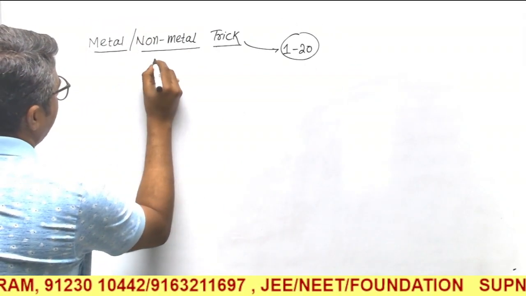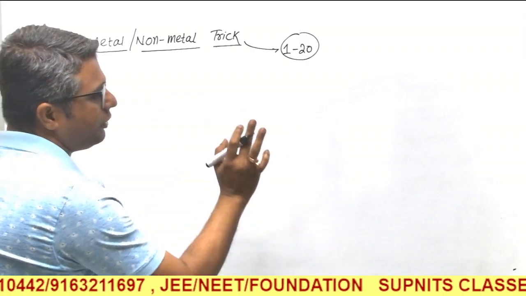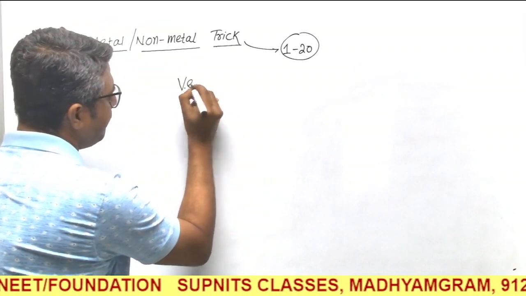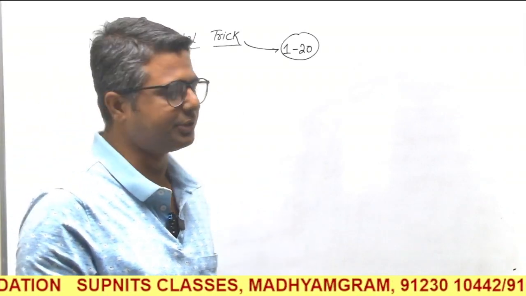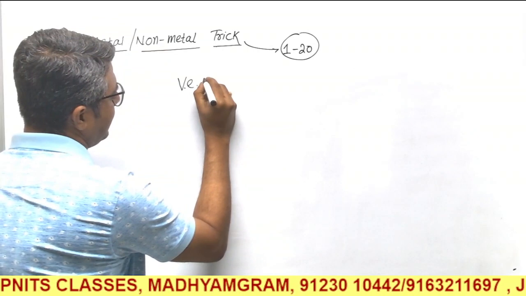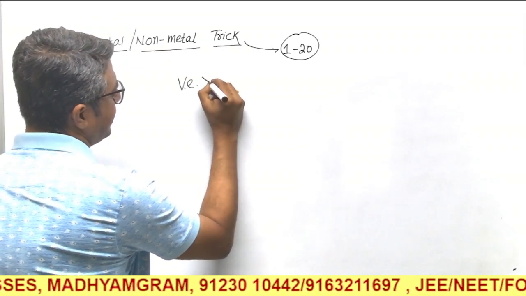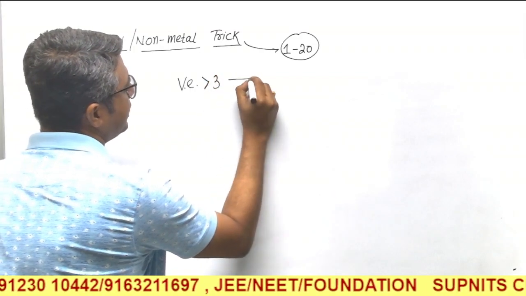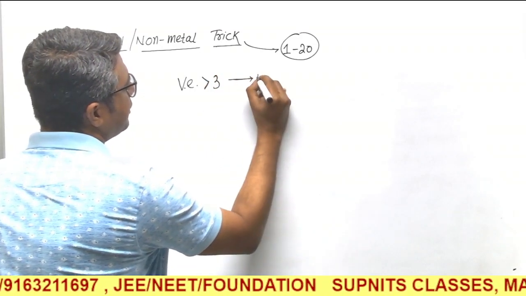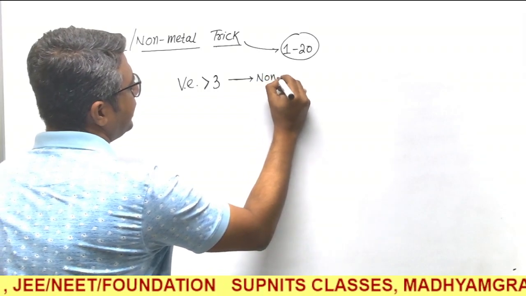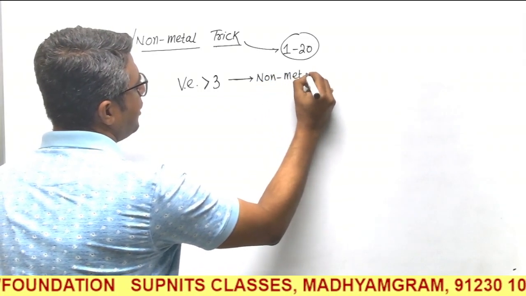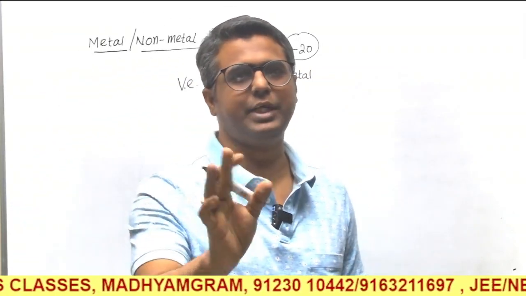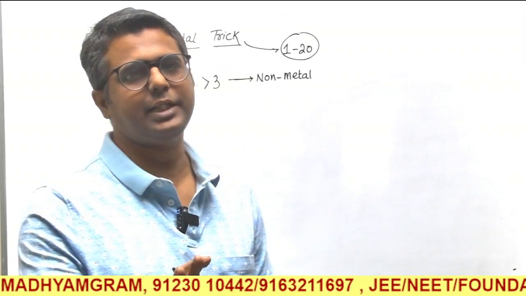So see how to find out metal and non-metal. This will also depend on the valence electrons. In the last video we discussed how to find out the valence electrons. So see, if the valence electron is more than 3, it is non-metal, guaranteed. You need not worry about this. If you see valence electron more than 3, put this as non-metal.